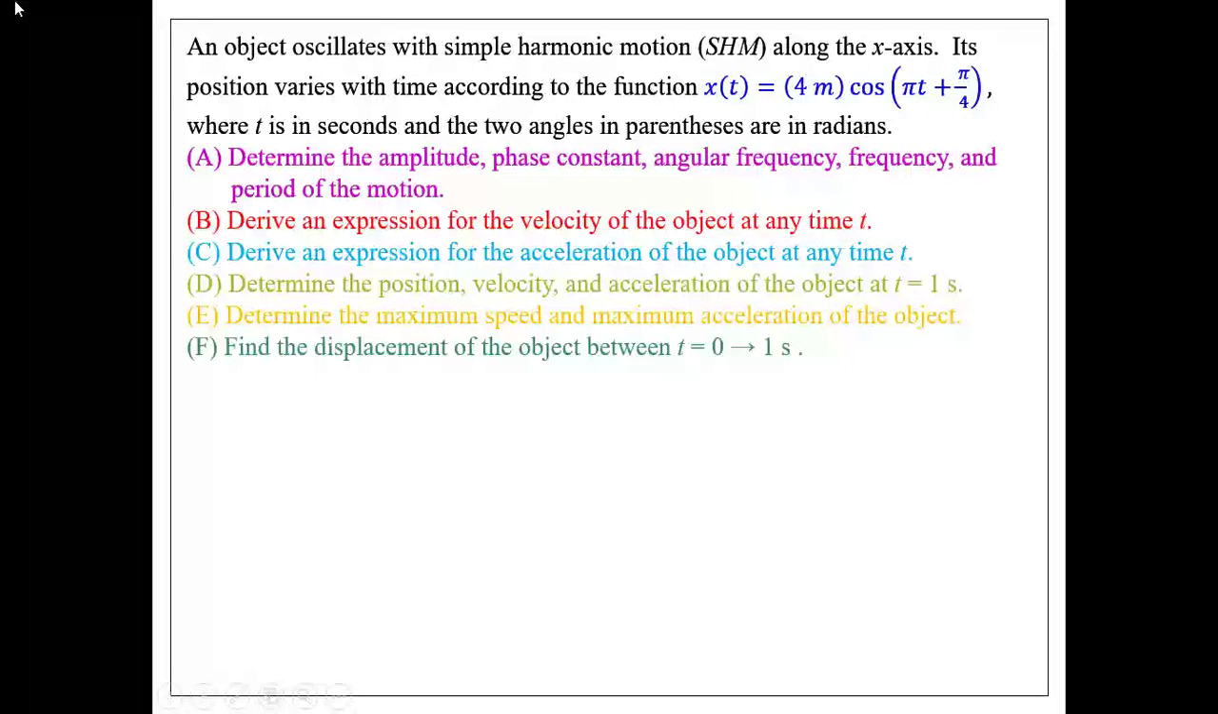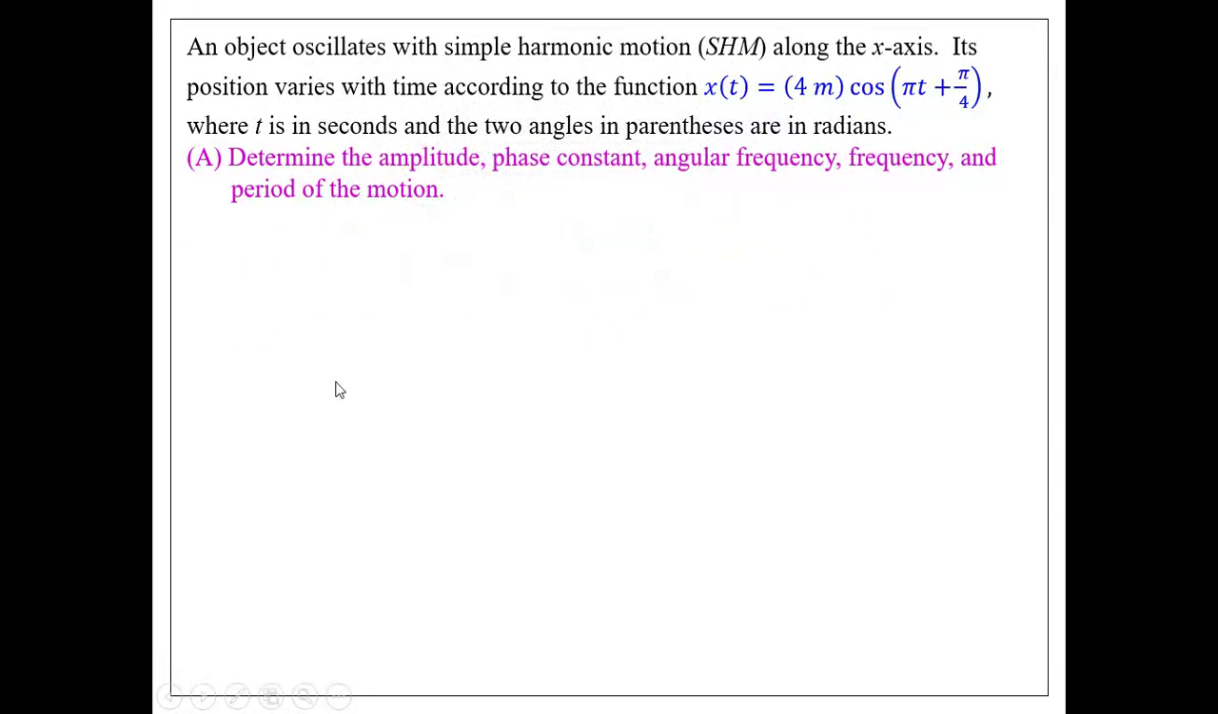In this particular problem, we are given an object that oscillates in simple harmonic motion. Its position function is given here in blue: x of t is equal to 4 meters times cosine of (pi t plus pi over 4). If you need to pause the video on that, I'm going to color-code all these different parts for you. Alright, so let's do part A.